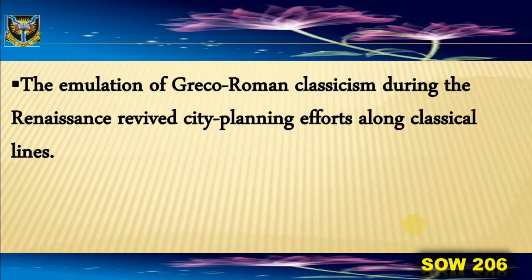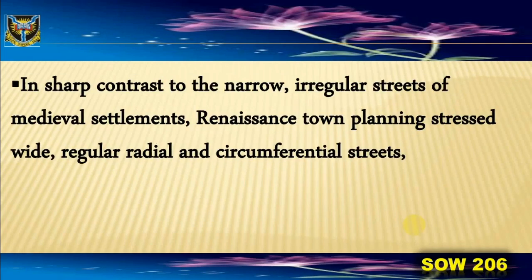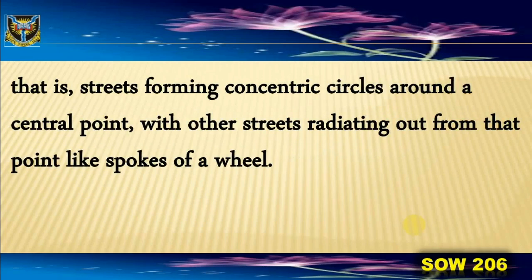The emulation of Greco-Roman classicism during the Renaissance revived city planning efforts along classical lines. The Piazza of St. Peter's Basilica in Rome and the Piazza of St. Mark's in Venice exemplify an ideal of grandeur in civic structures and public places. In sharp contrast to the narrow, irregular streets of medieval settlements, Renaissance town planning stressed wide, regular, radial, and circumferential streets, that is, streets forming concentric circles around a central point with other streets radiating out from that point like spokes of a wheel.